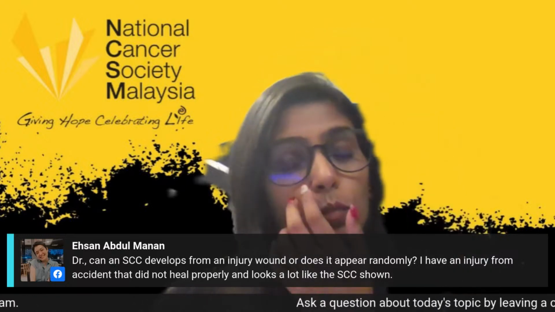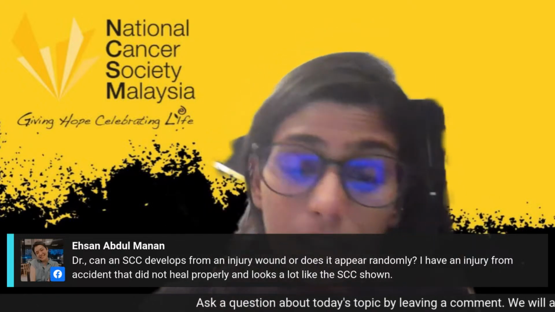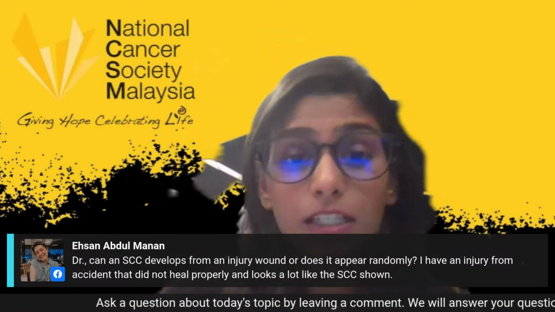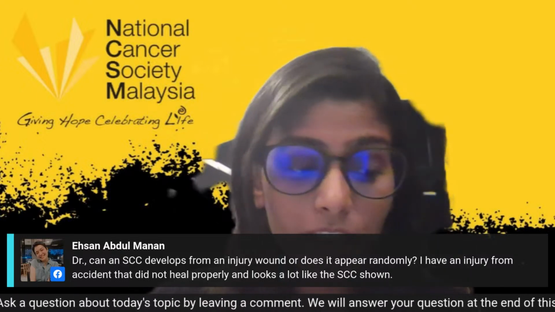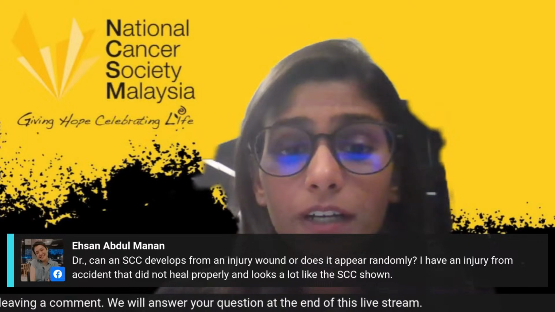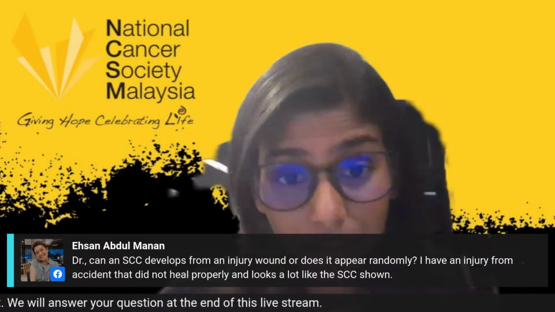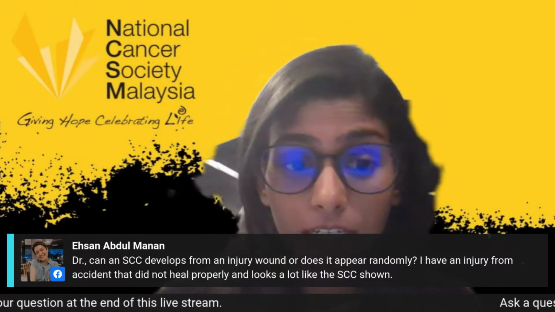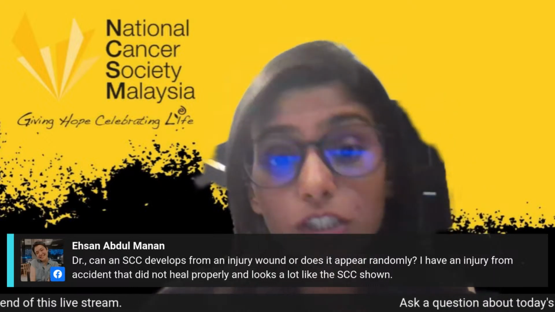An injury, a wound, squamous cell carcinoma can occur from any sort of mutation. So even an injury, yes, it can. Any area exposed to chemicals, all these things are considered as injury as well. So if you think that it looked like one of the pictures, I suggest you get it checked.